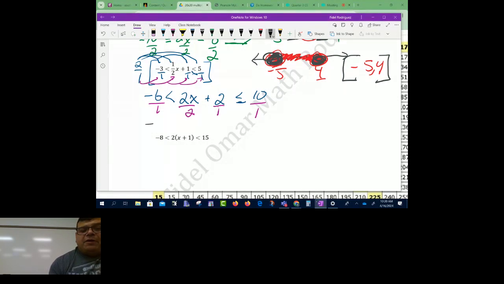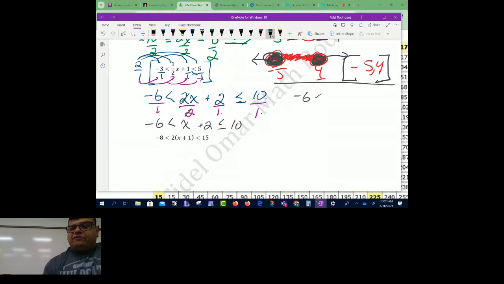Negative 6 divided by 1 is negative 6. This 2 and that 2 are going to cancel. That's just an x. 2 divided by 1 is still 2, and 10 divided by 1 is still 10. So right here, y'all, I got negative 6 less than x plus 2 less than or equal to 10.